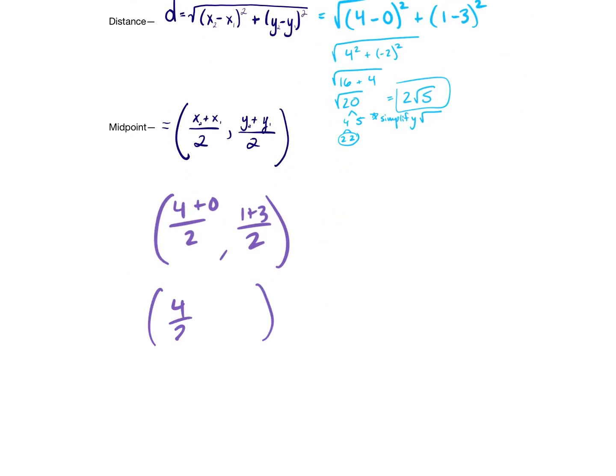So 4 over 2 and 4 over 2. What does 4 over 2 simplify to? 2. So our point would be 2, 2. This would be our midpoint.